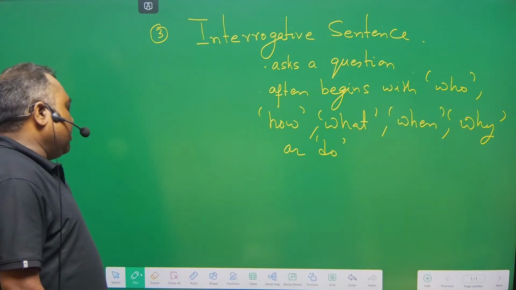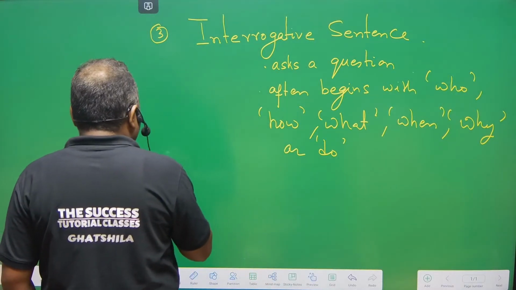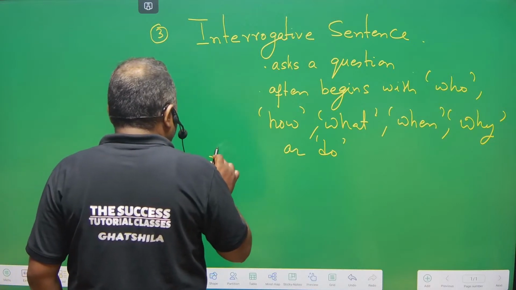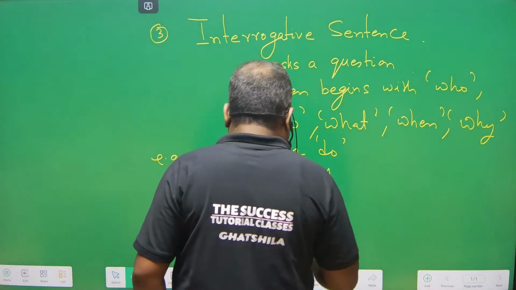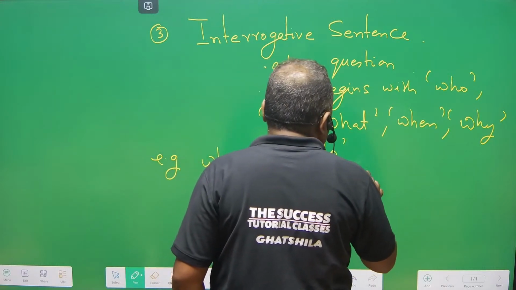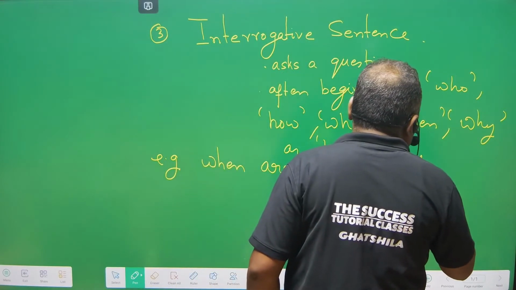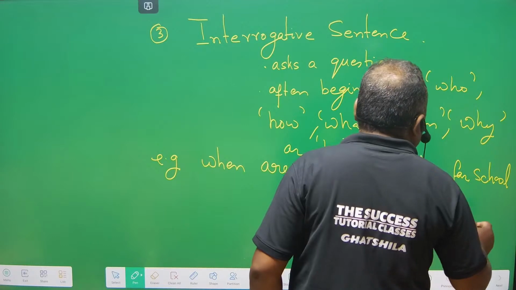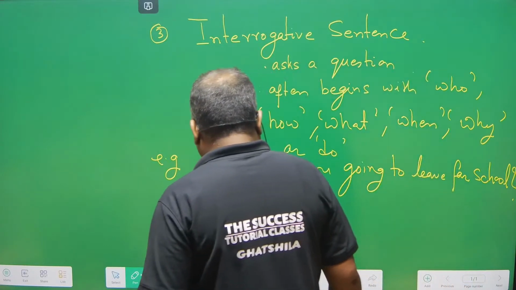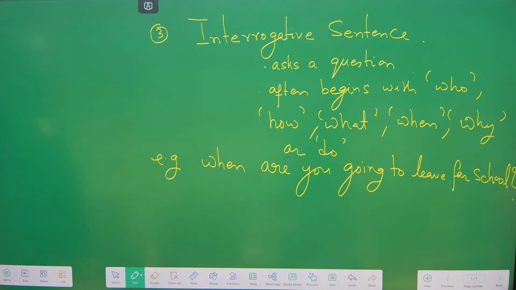Okay. So let me write one example of interrogative sentence. When are you going to leave for school? Question mark. This is the example of interrogative sentence. When are you going to leave for school?